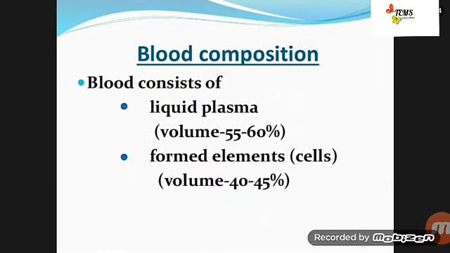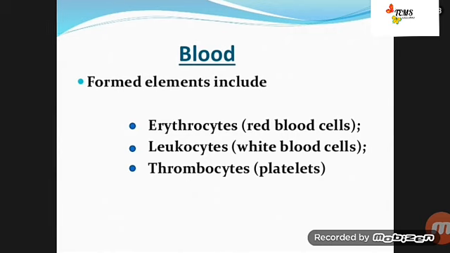Blood composition. The blood is composed of liquid plasma, which is 55 to 60%, and the blood cells or formed elements, which is 40 to 45%. The blood cells are erythrocytes or red blood cells, leukocytes or white blood cells, and thrombocytes or platelets.